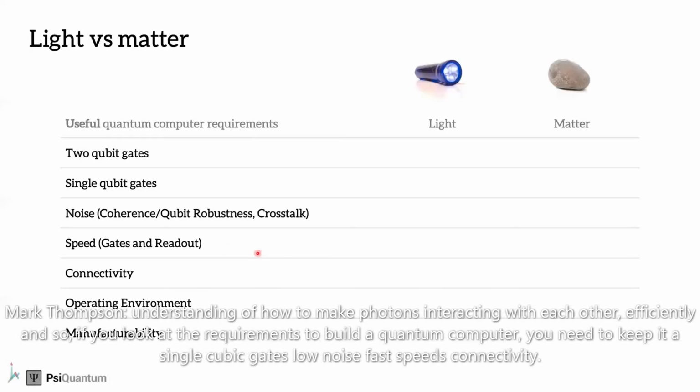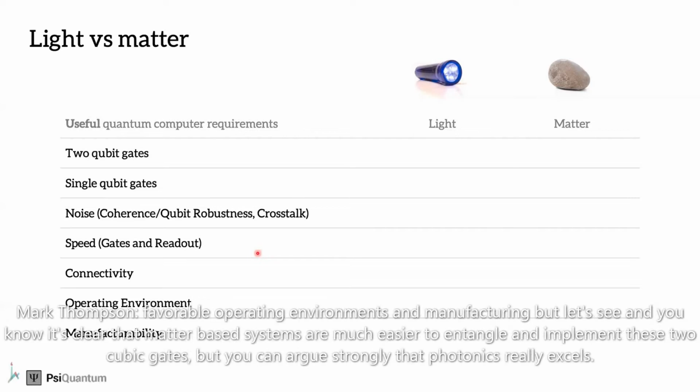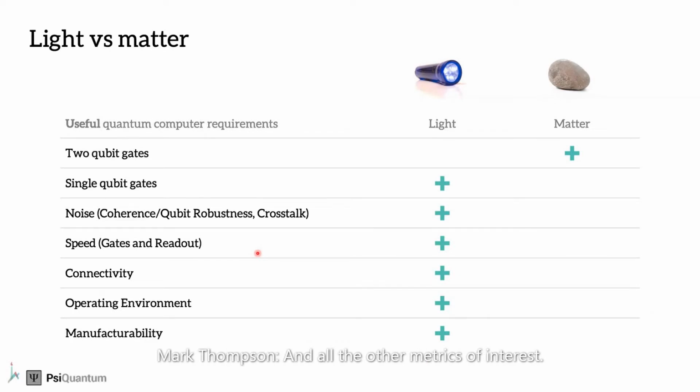So if you look at the requirements to build a quantum computer, you need two-qubit gates, single-qubit gates, low noise, fast speeds, connectivity, favorable operating environments, and manufacturability. And it's clear that matter-based systems are much easier to entangle and implement these two-qubit gates. But you can argue strongly that photonics really excels in all the other metrics of interest.